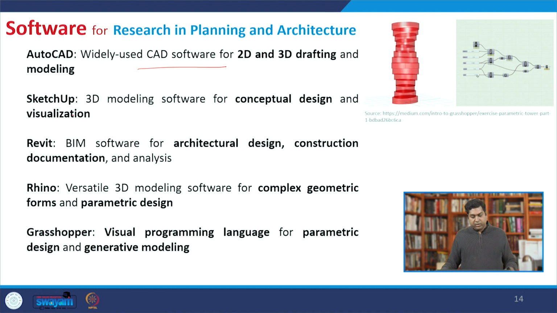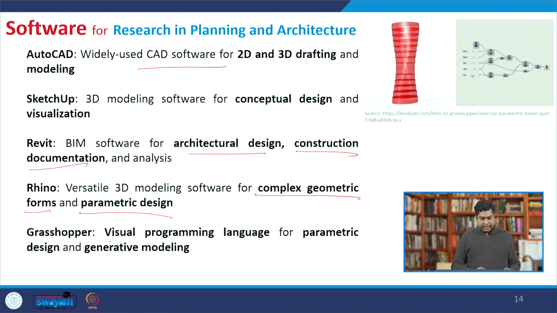SketchUp is 3D modeling software for conceptual design and visualization, and if you use some plugins in Google SketchUp, you can create beautiful renders. The next one is Revit, which is BIM software for architectural design and construction documentation and analysis. Then we have Rhino, which is again versatile 3D modeling software for complex geometric forms and parametric design.